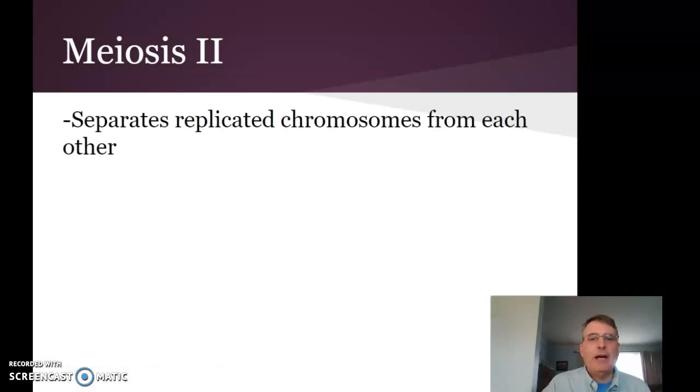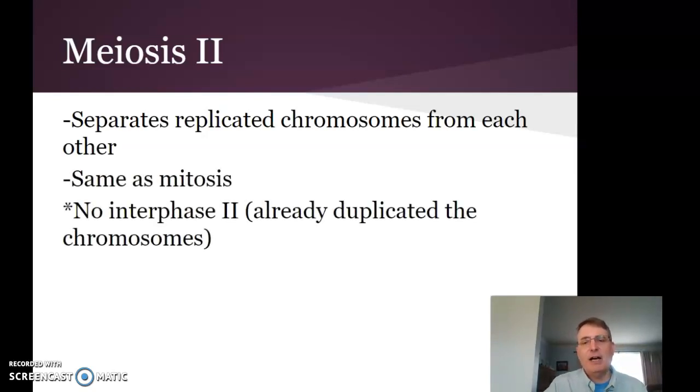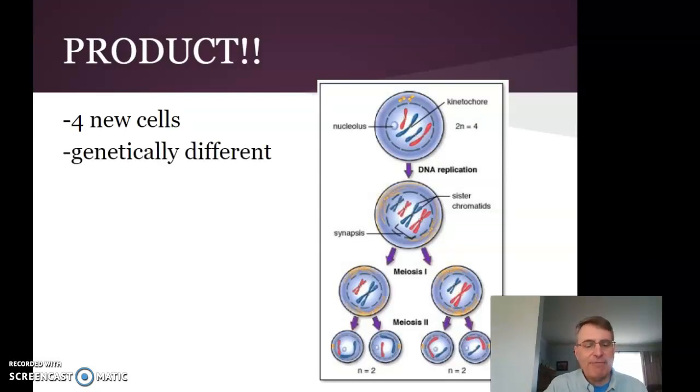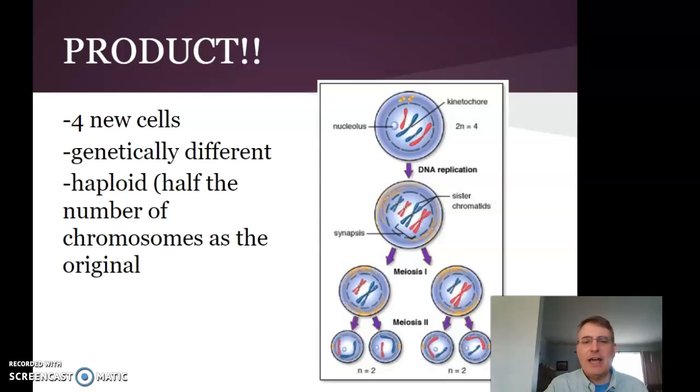All right, and then in meiosis 2, this is going to look just like mitosis. There's no interphase 2. We've already duplicated the chromosomes, and we don't want any more DNA. We're just going to split it up to the normal amount that's supposed to be there, and then we create our product. We're going to end up with four new cells. They are genetically different, and they're going to have half the number of chromosomes as the original.